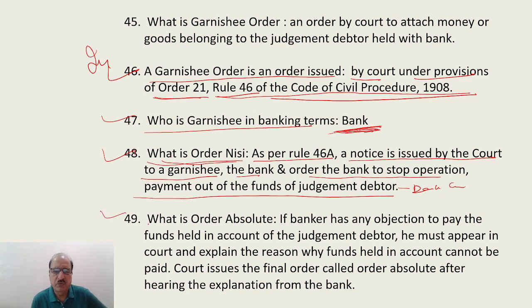After that, what is order absolute? Supposing a banker has an objection to paying the funds held in the account of the judgment debtor, he must appear in the court and explain the reason why the funds held in the account cannot be paid.